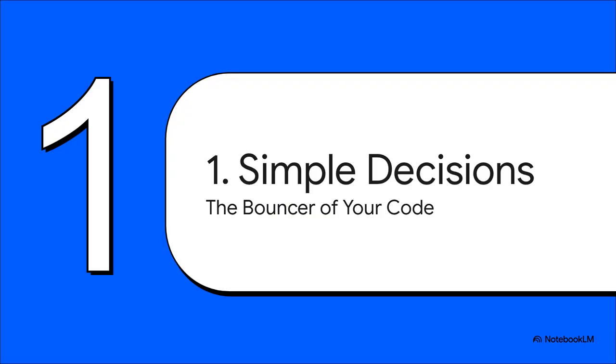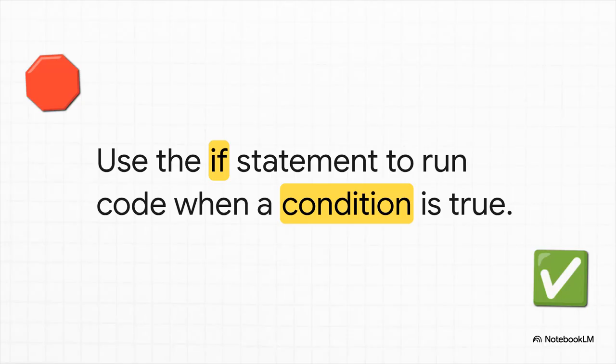Let's start with section 1, making simple decisions, the bouncer of your code. I like to think of your code as a bouncer at a VIP club, deciding who gets in based on a single rule. Here's exactly what that bouncer looks like in Python. We use an if statement. If age >= 18, and then right below it, an indented line that says print("you are an adult"). If we translate this directly into everyday English, it says, if the age variable is greater than or equal to 18, then print, you are an adult.